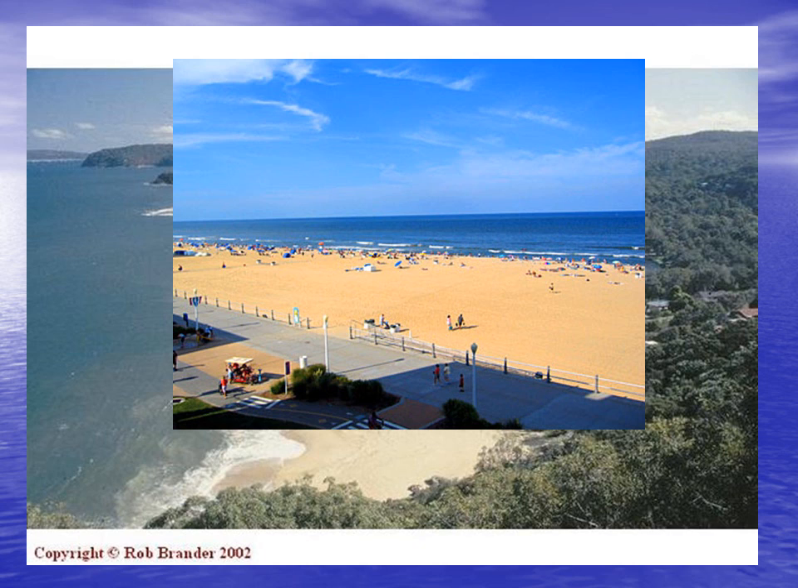So, there's still, once you get beyond the breakers, you can swim all day. But that means that there's very deep water out there.